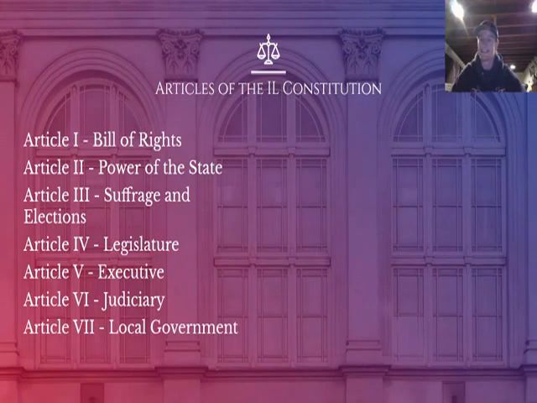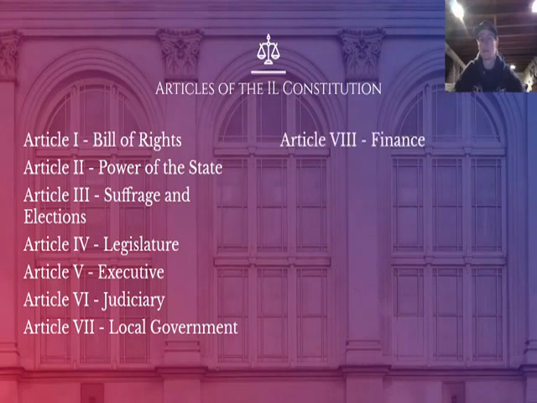Article 7, local government, will touch upon kind of the rules that they're allowed to enact as a local government or a municipality. And we'll also look specifically at things such as home rule, which is something that my local town has been voting on. So something that might be able to give you a little bit more context than normal.